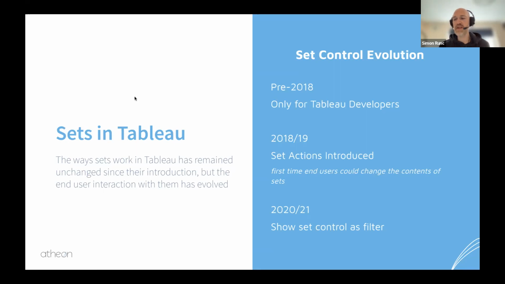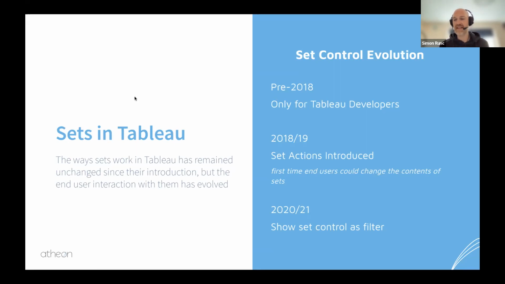However, this was the only way we could do it. And set actions weren't always the best user interface for every situation. It wasn't always intuitive to the end user when they hit an action whether or not that was going to add something to the set, and when you deselected it, would it remove it from the set?